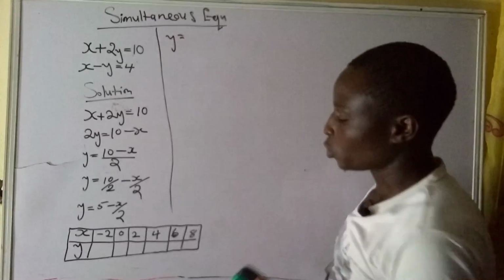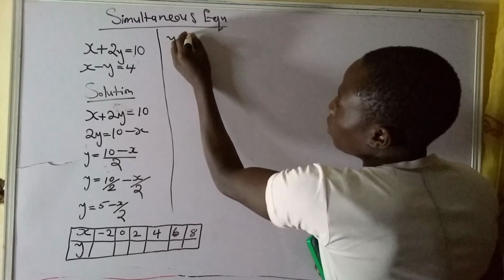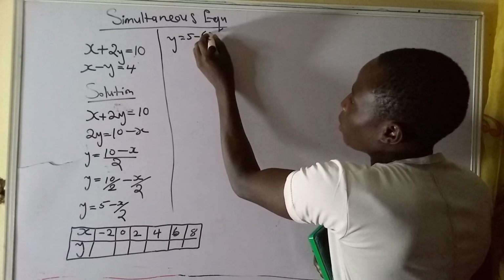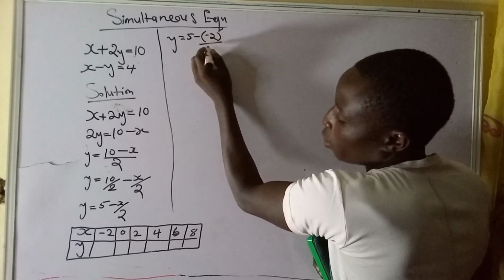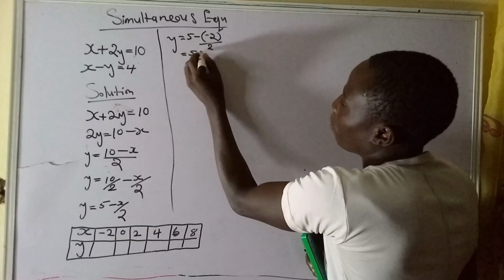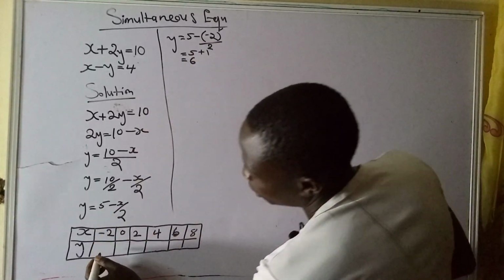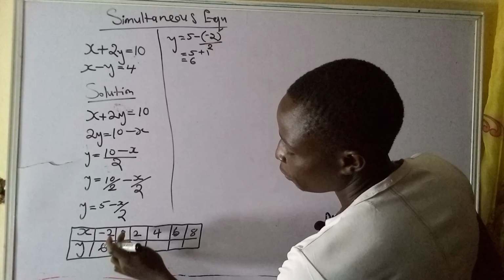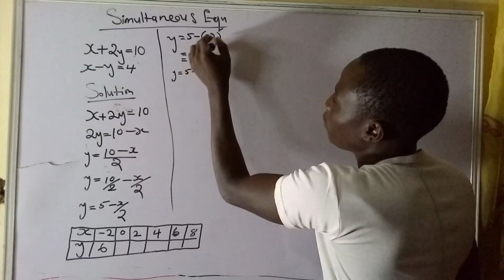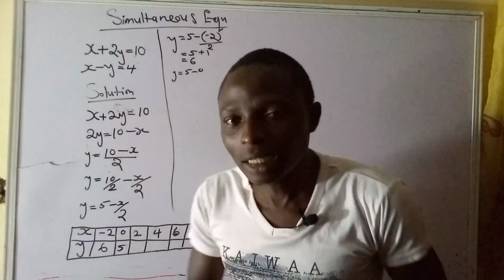My y will be equals to, if x is equals to -2, y will now be equals to 5 minus, this is -2, I'll have to set -2 close bracket all over 2, which is equals to 5 plus 2 divided by 2 is 1, which is equals to 6. Then I'll put 6 here. Then if x is 0, that means y is equals to 5 minus everything here is 0, which is equals to 5.